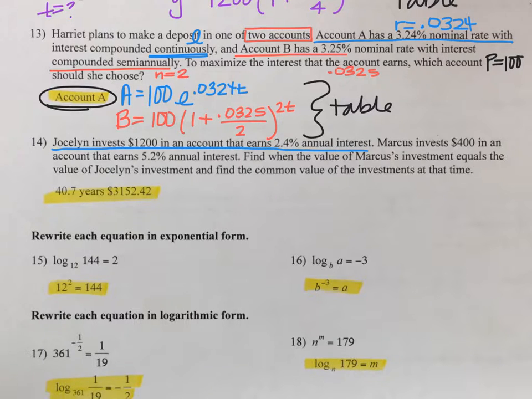Okay, so I see a few things there. I've got a p-value of $1,200. I have an interest rate here of 0.024. I'm moving the decimal twice. Annual means I'm going to be using n equals 1.